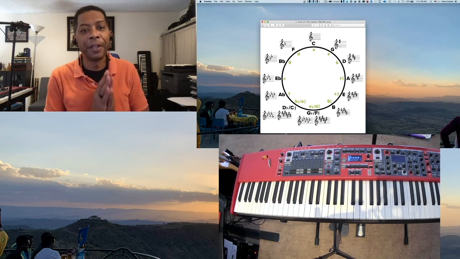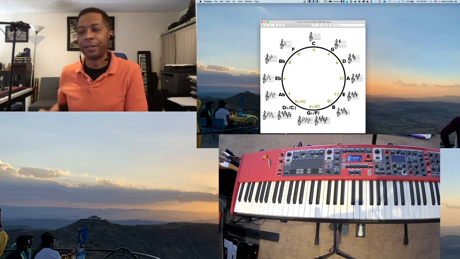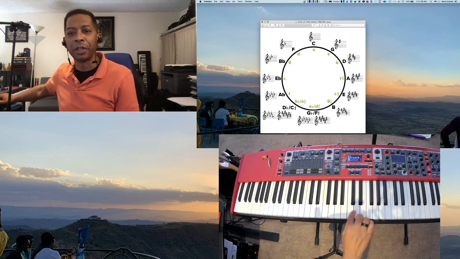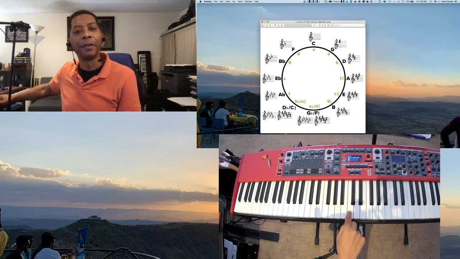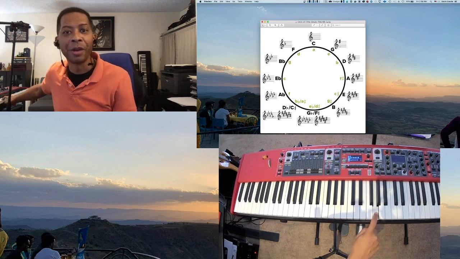Okay, the circle of fifths works the exact same way. You're constantly counting up by fifths. So if I come over here, I start on C, and I count up 5. 1, 2, 3, 4, 5. And then we're on the key of G.